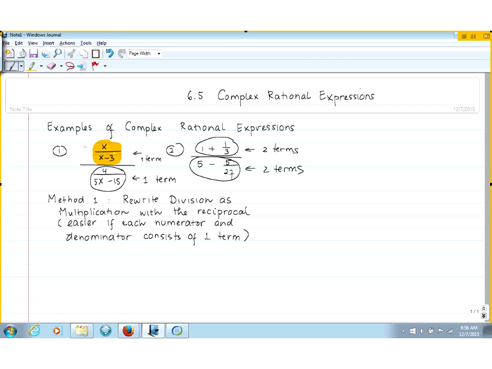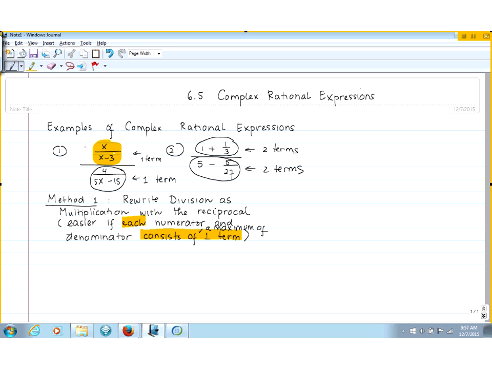So anyway, method 1 is easier to use if each consists of 1 term. So it's good for number 1 and more difficult for number 2. For number 2, we will use method 2. If any one of the denominator or numerator consists of more than 1 term, then we will use method 2. We could use method 1 only if there is a maximum of 1 term on top or the bottom.